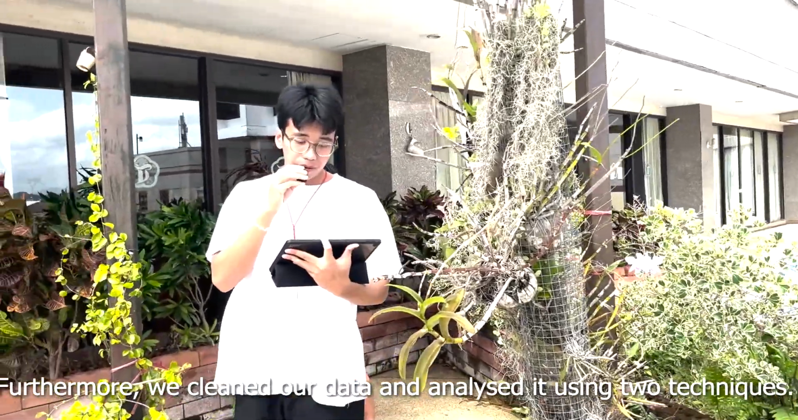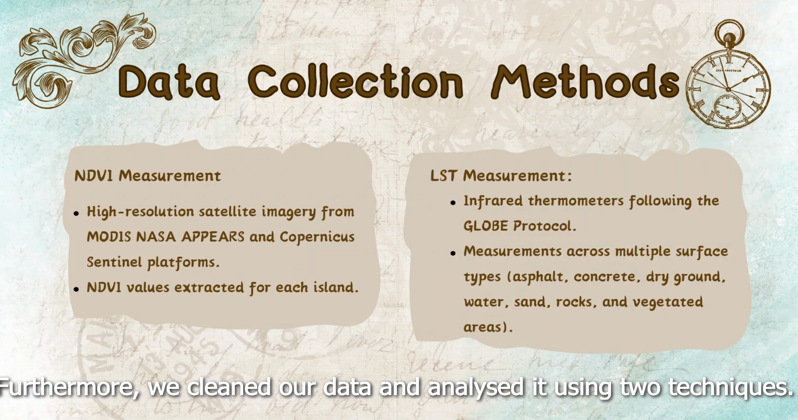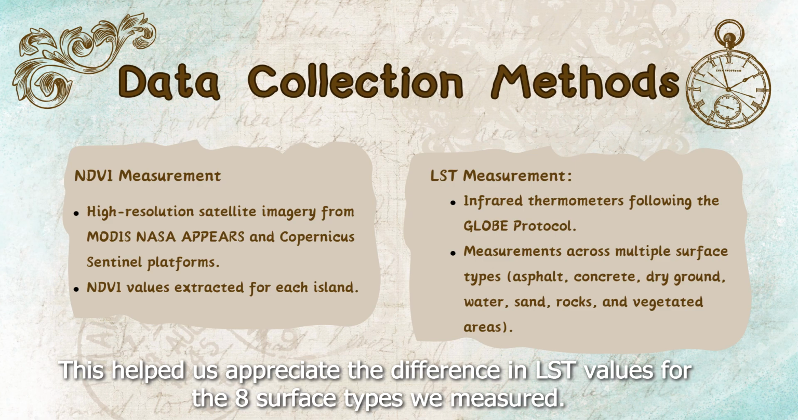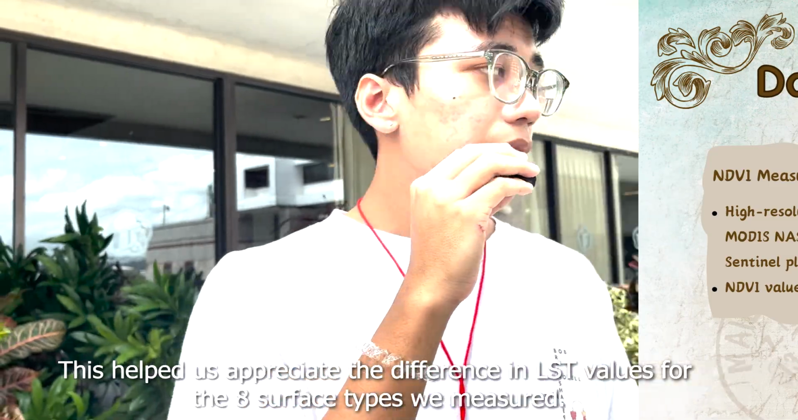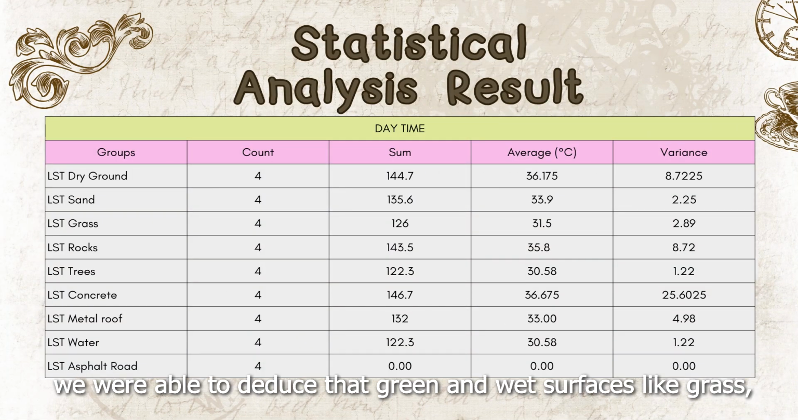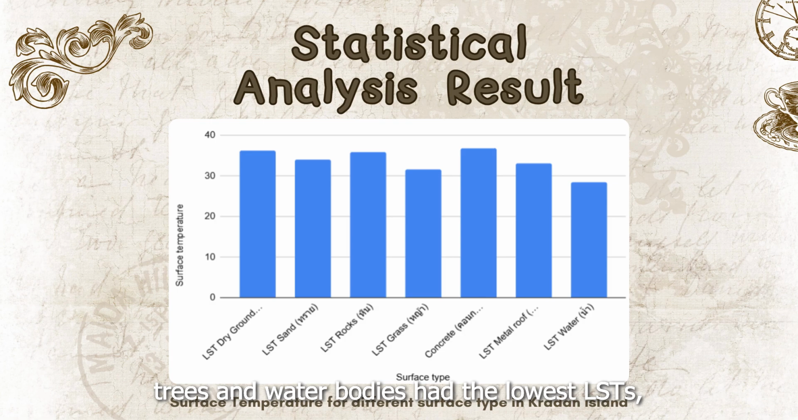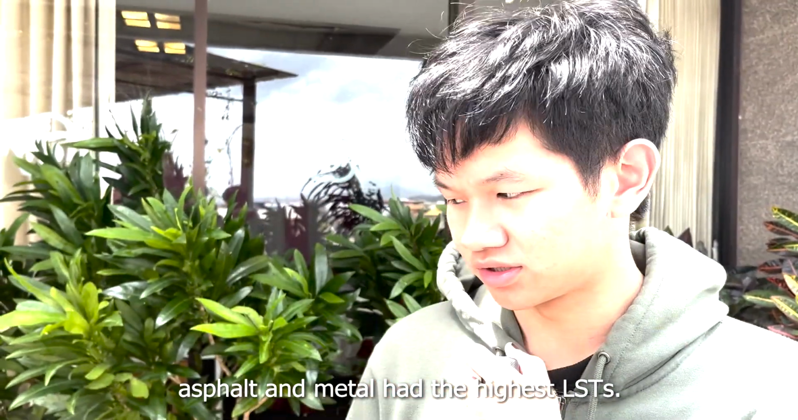Furthermore, we cleaned our data and analyzed it using 2 techniques. The first was ANOVA, which stands for Analysis of Variance. This helps us appreciate the difference in LST value for the different surface types we measured. From our analysis, we were able to deduce that green and wet surfaces like grass, trees, and water bodies had the lowest LSTs, while compact surfaces like concrete, asphalt, and metal had the highest LSTs.